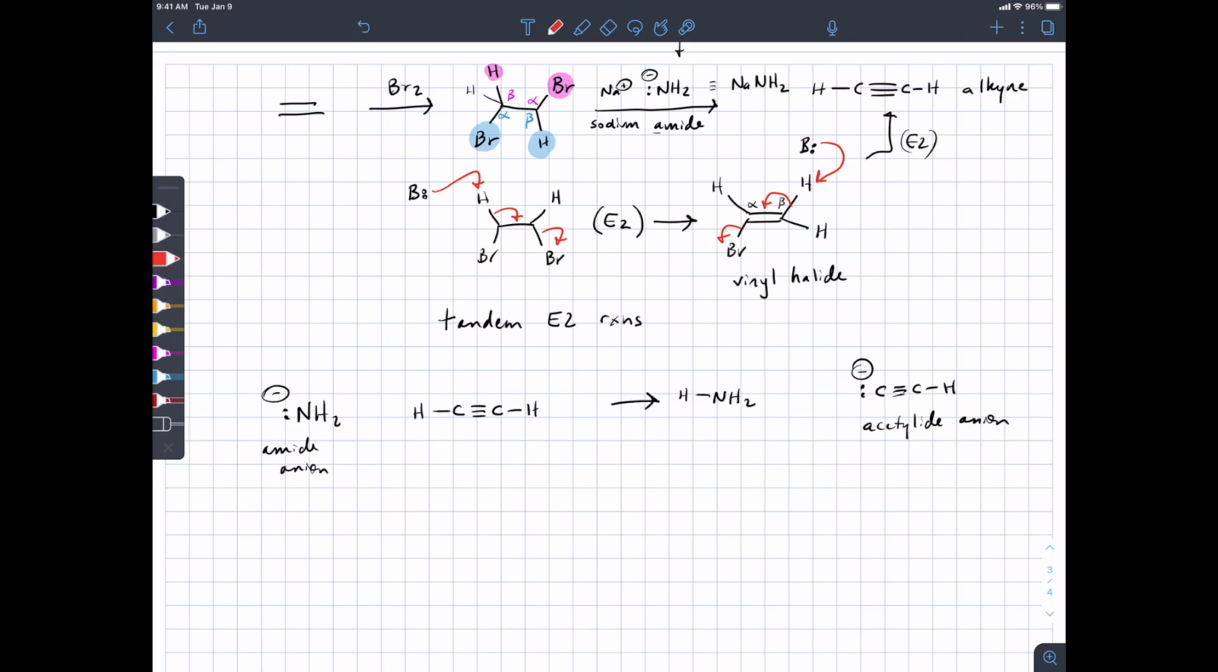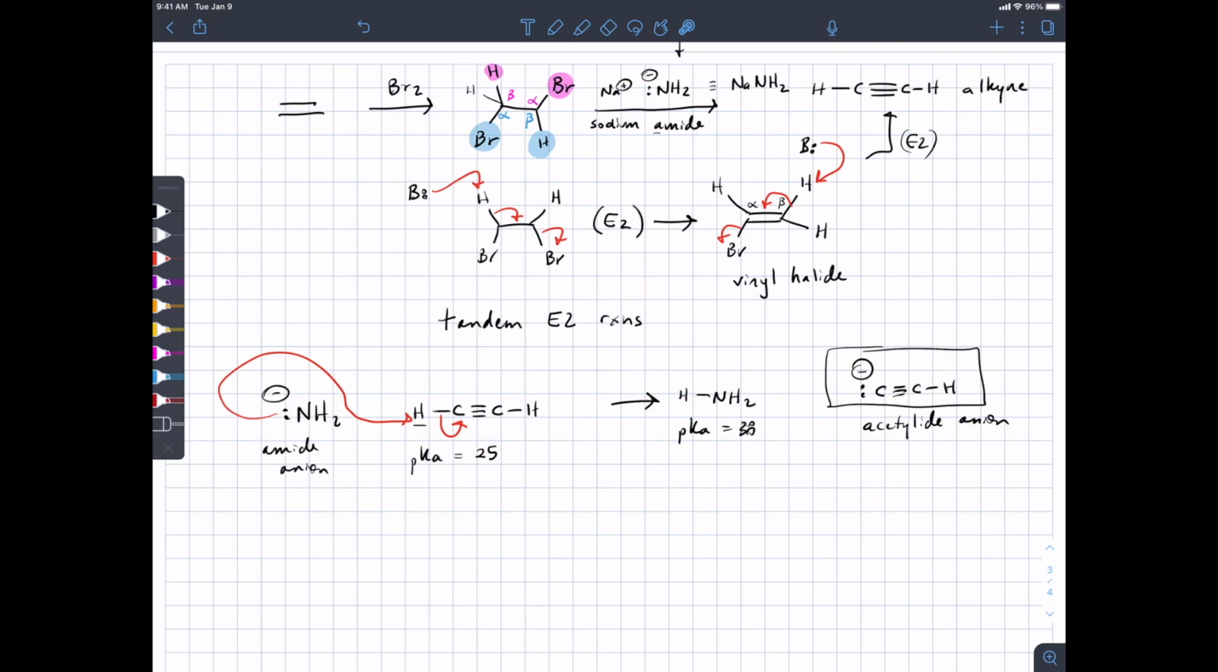And how this happens is just we remove the proton and the electrons go on the carbon. Recall that the pKa of the alkyne proton is 25, whereas the pKa of the ammonia proton is 38, which tells you that this reaction is really favorable. So unless the reaction is instantaneous, if it's slow at all, as soon as I start forming some of this alkyne, it's going to go and get deprotonated like that.